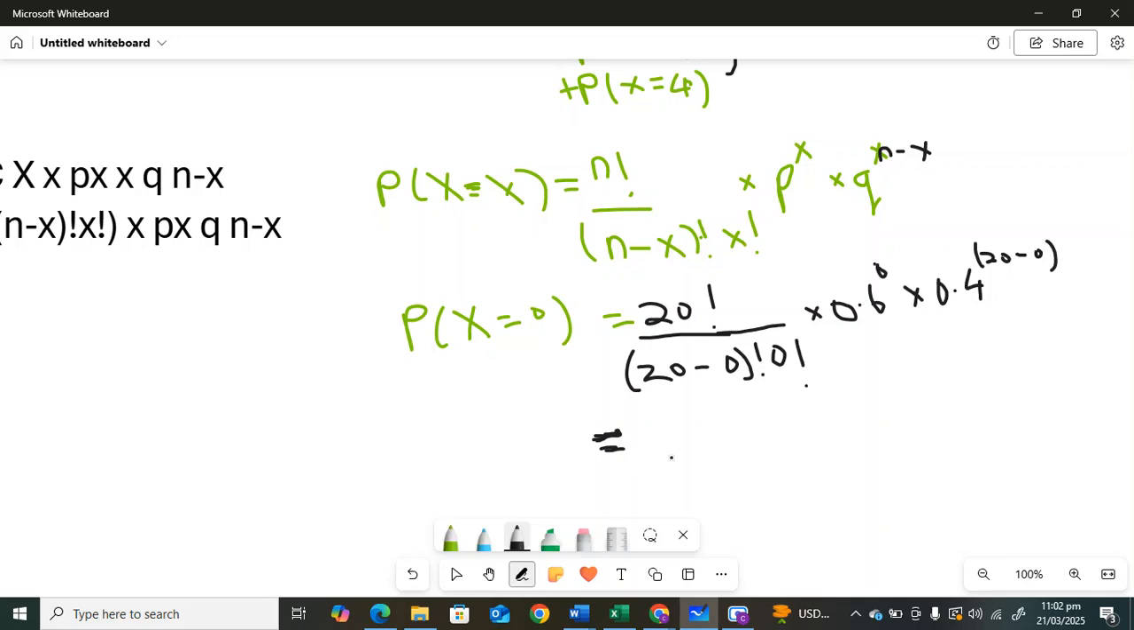Okay, so the fun part begins. Remember factorials? Remember how we did them? So here we have 20 factorial divided by 20 factorial, which is 0 factorial. What answer do we get?